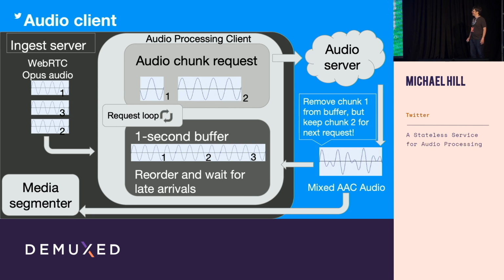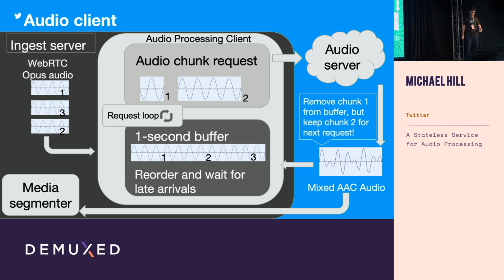So we have the 1 second buffer. We reorder, and now we have a request loop that runs in the client, and periodically that will take well-aged audio past 1 second out of the buffer, and it will create audio chunk requests to be sent to the audio server. In this case, we're sending a request to encode chunk 2. So we have the body of chunk 2 there, and we have the priming audio from the end of chunk 1 that we're sending in a request. So we send this request along to an audio server.